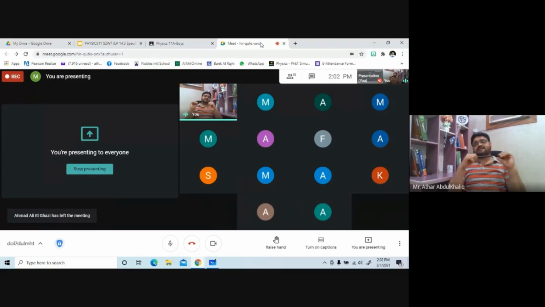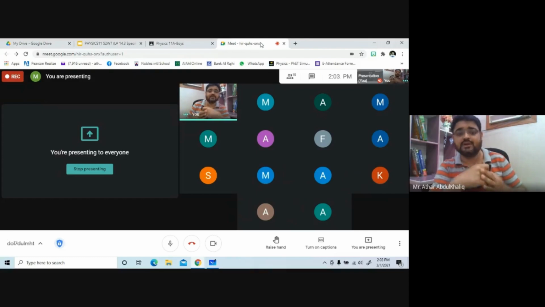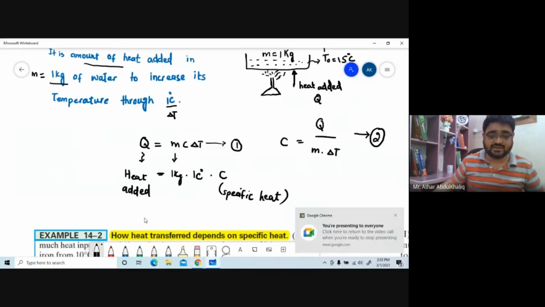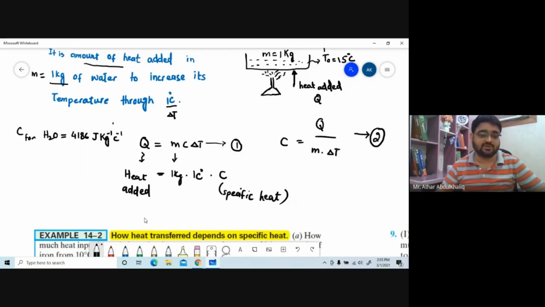Similarly, when I say that specific heat is a standard, if we have the value of specific heat, we can find the amount of heat required if we increase the mass. We can also increase the temperature. For example, the specific heat of water is 4186 joule per kilogram per Celsius. Per kilogram per Celsius is the unit, so please don't forget its unit.